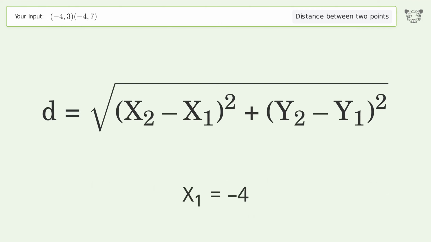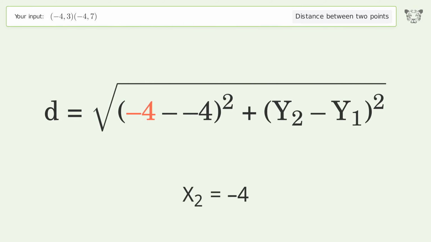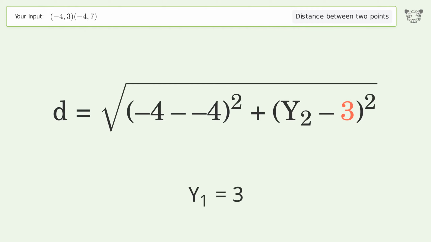x1 equals -4. x2 equals -4. y1 equals 3. y2 equals 7.